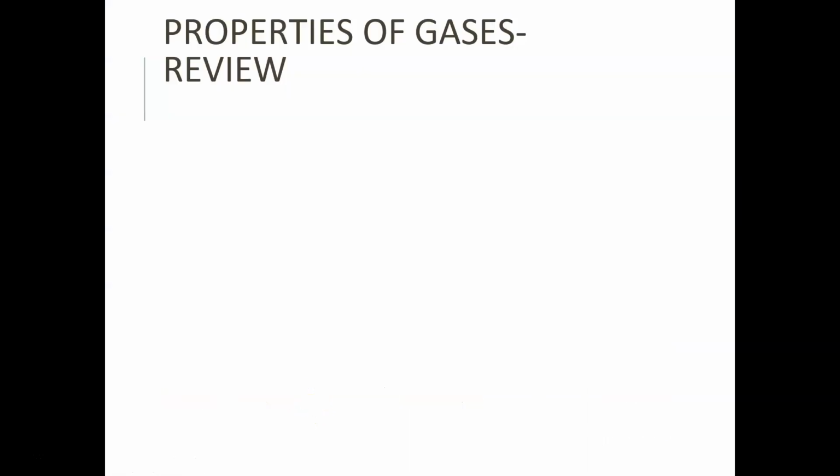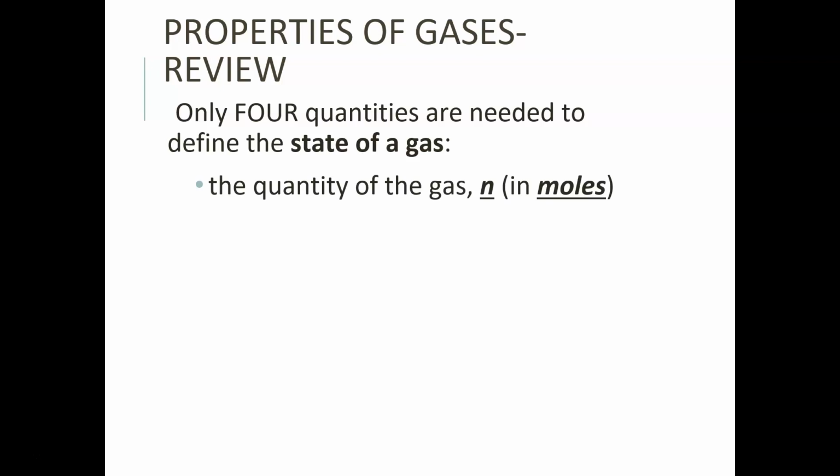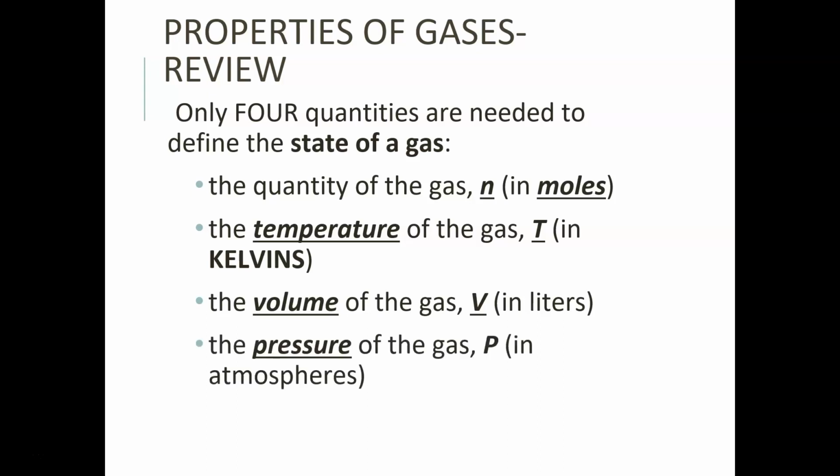So the properties of gases. Only four quantities are needed. Remember, we need the number of moles, we need the temperature in Kelvin, we need the volume of the gas in liters, and we need the pressure, usually in atmospheres, but we can deal with other different units there. So those are the four things that we need to define states of gases. And so those four things are going to play into the four guys gas laws.